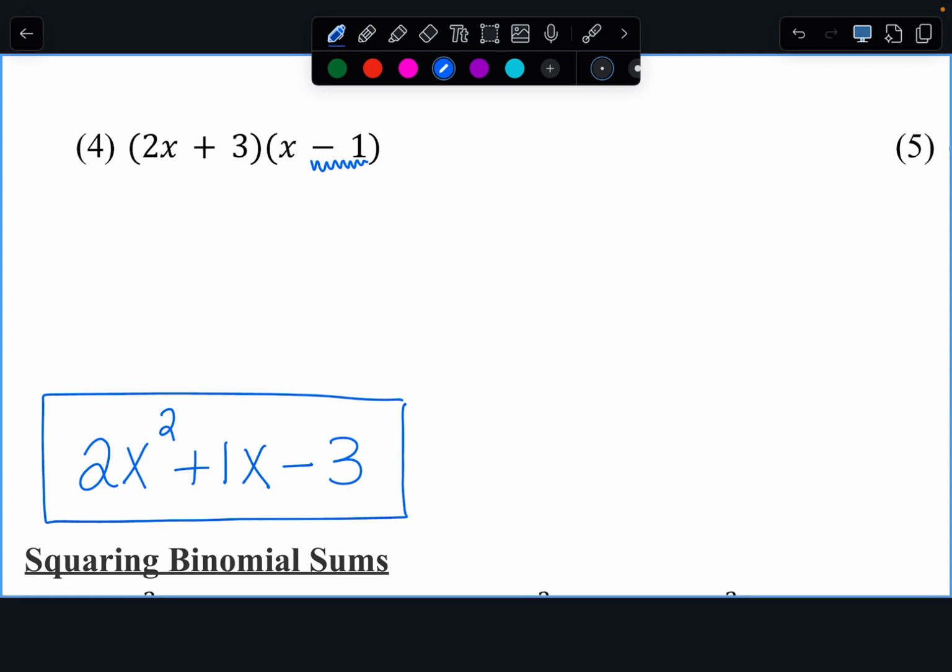Wait, we're multiplying? Okay. Yes, you're multiplying. Great question. Because there's no sign in between the two sets of parentheses, that's how you know you're multiplying. So take that 2x and multiply it by x minus 1, and then take your 3 and multiply that by x minus 1. And then combine your like terms. And for that answer, that 1 in front of the x is optional. You don't need to have that 1 there, you could just have it as an x.